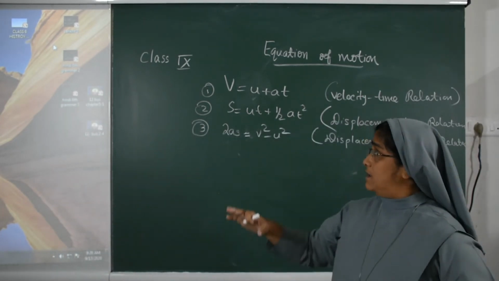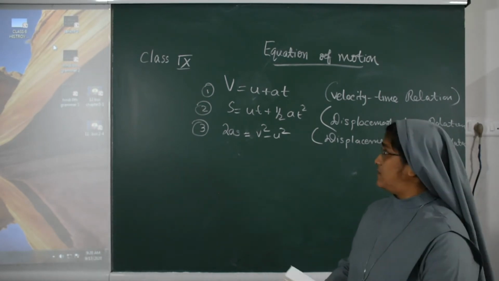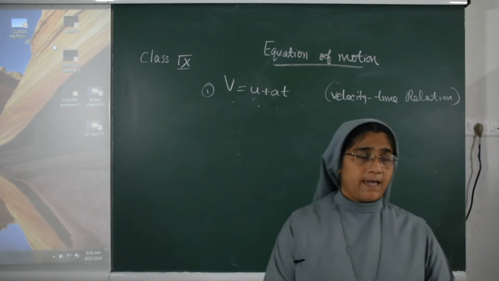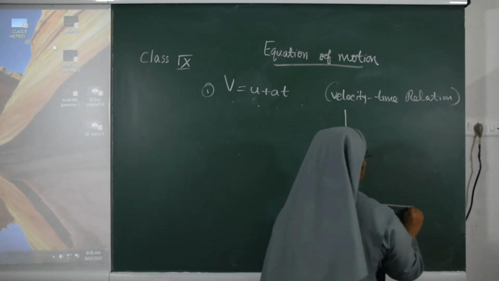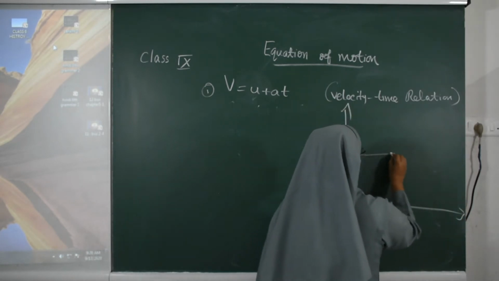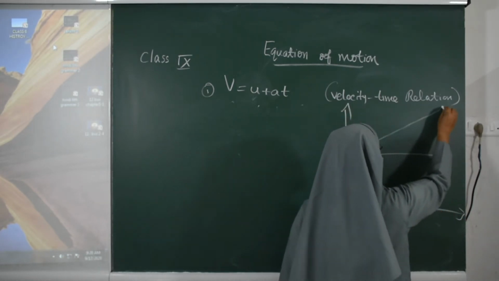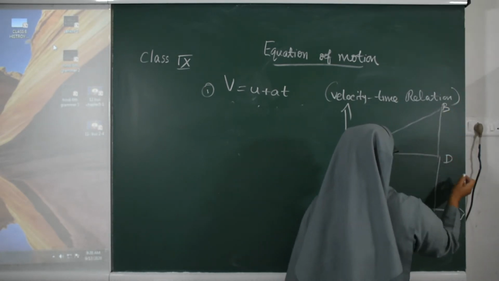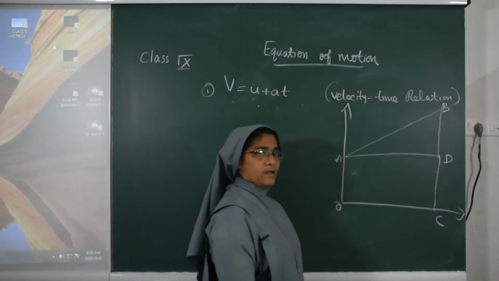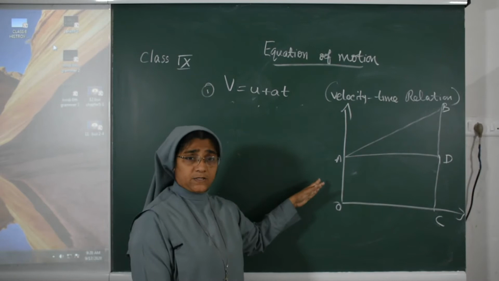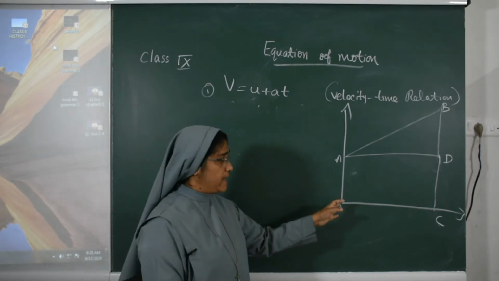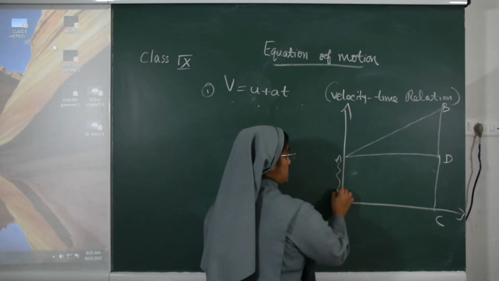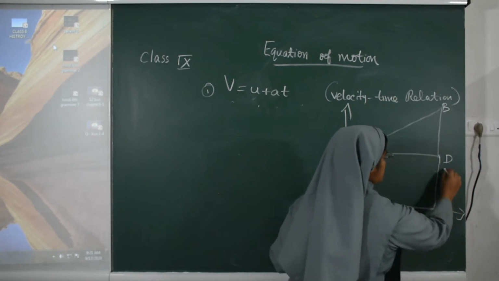Now, we want to prove the first equation. First equation is v = u + at. So, for this we want to make a graph. An object has initial velocity u, then after t seconds final velocity v. So, here initial velocity is OA, then OA or CD.